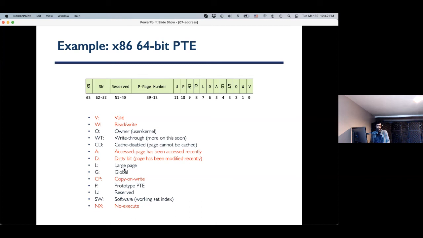Then you have the large page bit. I mentioned the idea of super pages, and now we're going to touch base on that with TLBs as well. This is a bit that you use to say this translation is for a super page. It's not just for a normal page. So this is where you can set that. And then there is the global bit, there is copy on write, and so on and so forth.